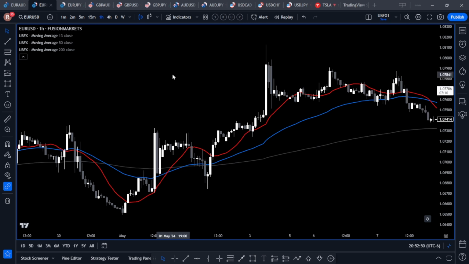So what I'm looking for in this kind of market, in this kind of environment, I've got all the moving averages telling me that there's an uptrend. So I'm looking for the market to pull back into these averages and then continue to move up. I'm either looking for a bounce off of that red moving average, or I'm looking for a move into the zone between the red and the blue one.